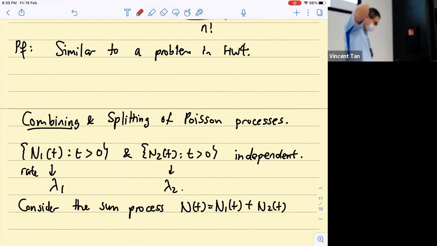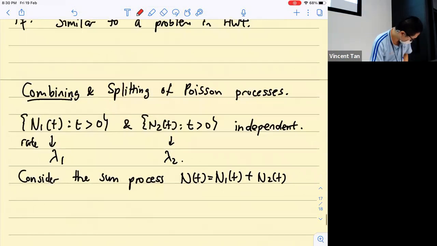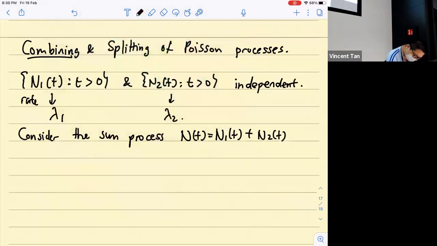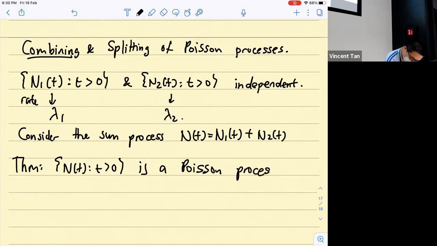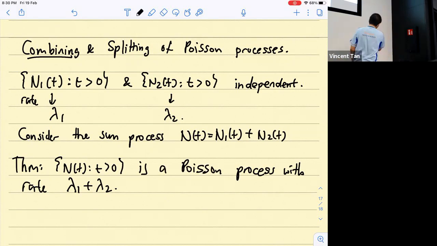We want to consider the sum process, and talk about some of its properties. Fact, maybe you can call it a theorem: the sum process, that is the total number of people that walk into my shop regardless of their gender, is a Poisson process with rate lambda 1 plus lambda 2. Seems very unsurprising, right? Very, very unsurprising, people at home. But actually, the proof is not so simple. I'm going to give you a half proof. The rest you need to fill in, all right?